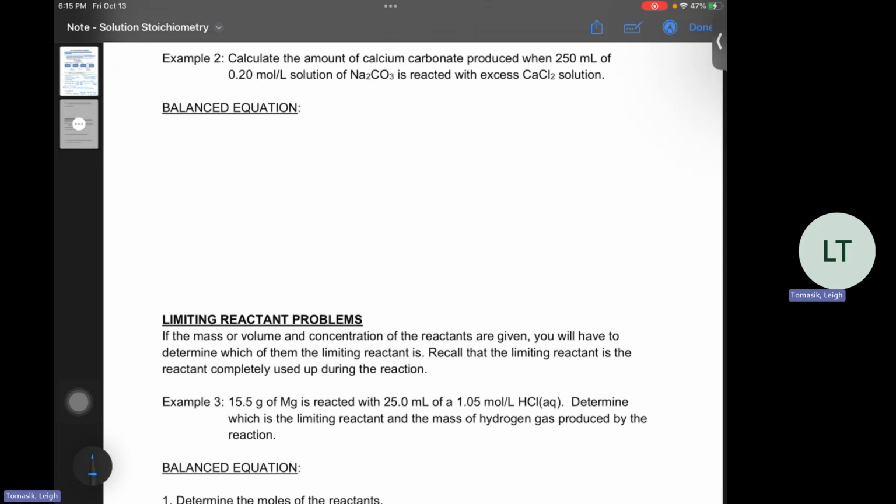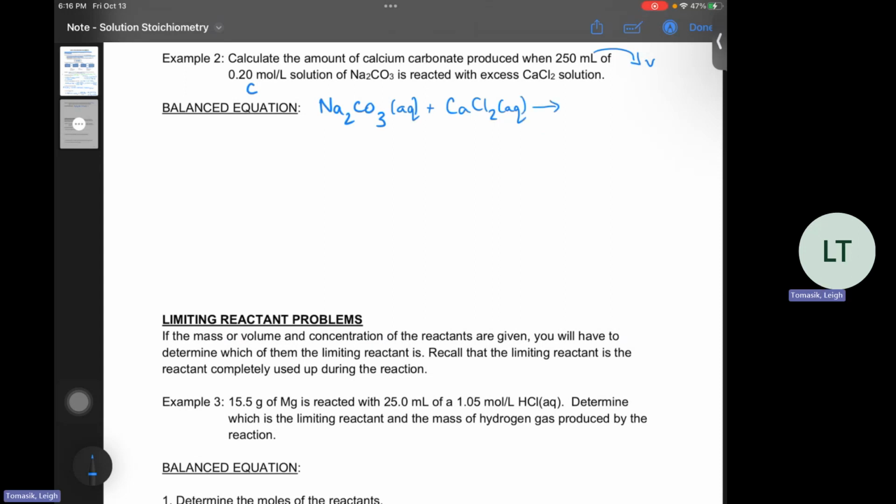Example 2: calculate the amount of calcium carbonate produced when 250 milliliters, so that's a volume, of 0.20 moles per liter, that's a concentration, solution of Na2CO3 is reacted with excess CaCl2 solution. So our balanced equation, we have Na2CO3 aqueous plus CaCl2 aqueous. This is going to be a double displacement reaction.